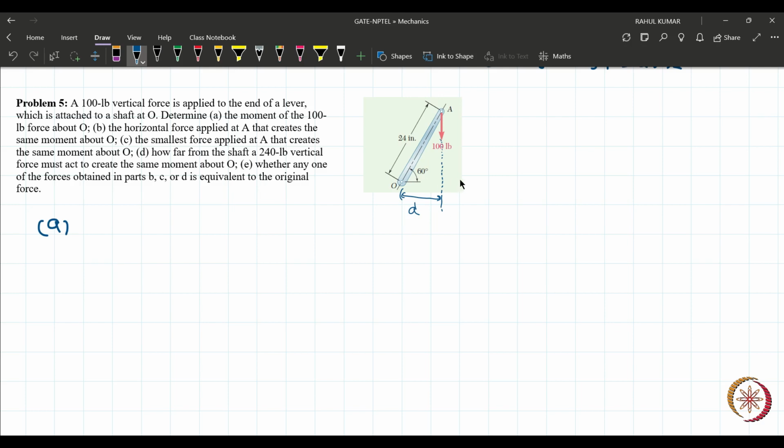Or you can also do one thing: if you put the origin here, and now take this point A and connect O to A, and name it as position vector R. So what is R? R is nothing but 24 cos 60 degree i cap plus 24 sin 60 degree j cap. What is the F vector? F vector is completely vertical downward, minus 100 lb j cap.